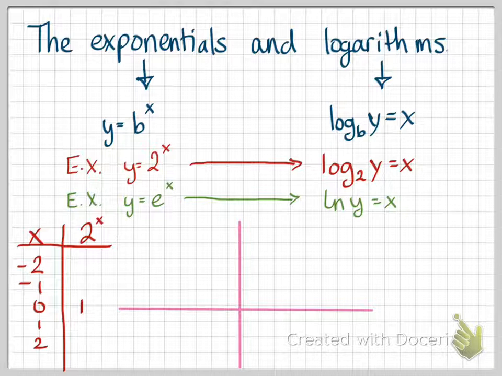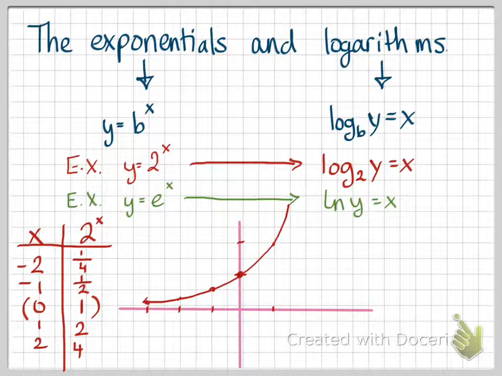2 to the 0 power is 1, because anything to the 0 power is 1. And that makes a point that's going to be on our graph. Now, 2 to the -1, do you remember how to deal with negative exponents? It's going to be 1 divided by 2 to the first power. So 2 to the -2 is 1 divided by 2 squared, or 1 divided by 4. 2 to the first power is of course 2, and 2 to the second power is 4, which I can't fit on my graph.